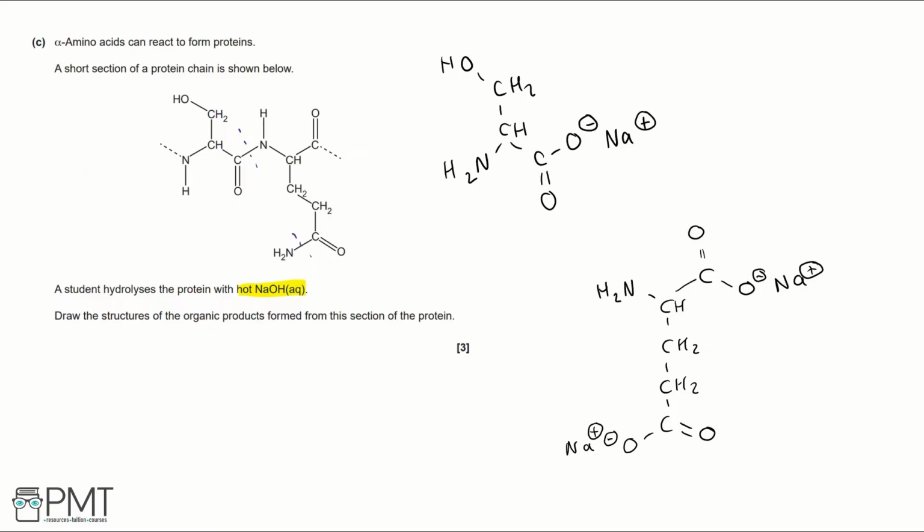So to get the 3 marks, you get 1 mark for each group that you've hydrolyzed. So that's each O- and NH that you've written. So in your first product, that's going to be 1 mark, and then in your second product, that's 2 marks.